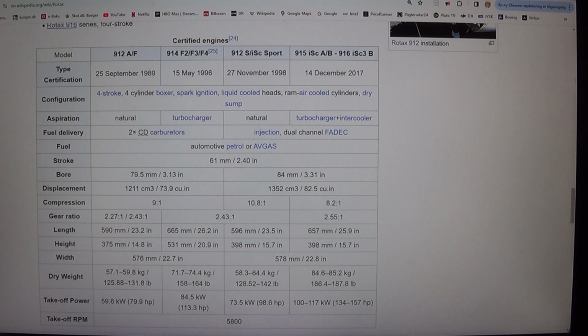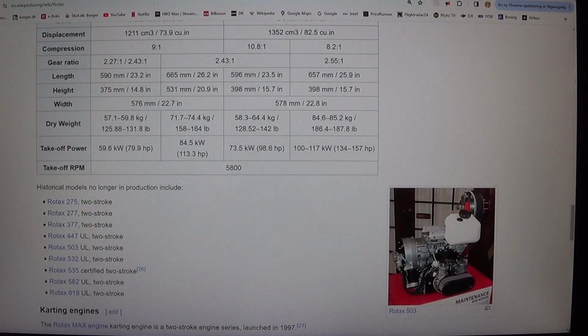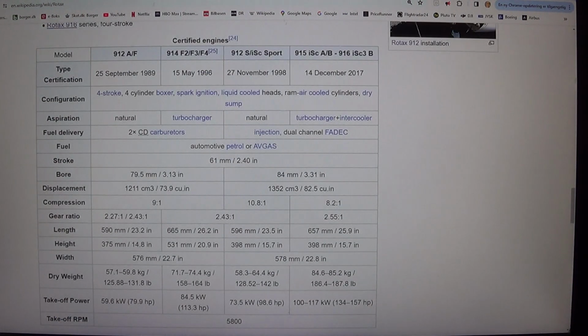Stroke: 61mm/2.40 inches. Bore: 79.5mm/3.13 in, 84mm/3.31 inches. Displacement: 1211 cubic centimeters/73.9 cu·in, 1352 cubic centimeters/82.5 cu·in. Compression: 9:1, 10.8:1, 8.2:1. Gear ratio: 2.271:1, 2.43:1, 2.43:1, 2.55:1.